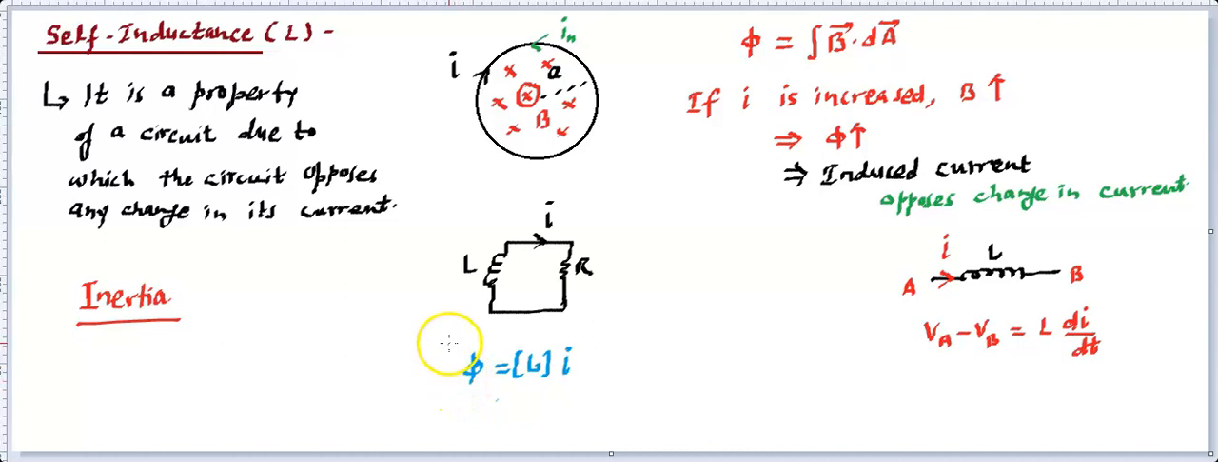And in the examination, you will find questions in which you need to calculate the self-inductance of various arrangements of coils. So let's say the example says: find the self-inductance of a long solenoid.